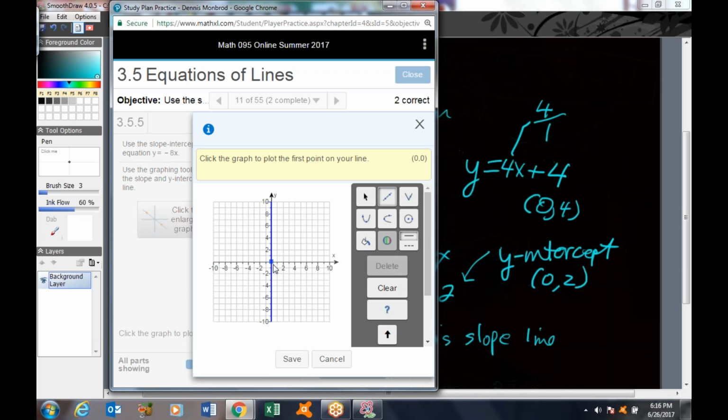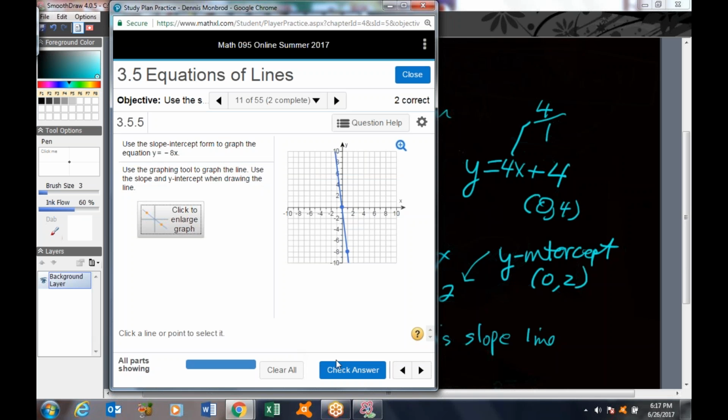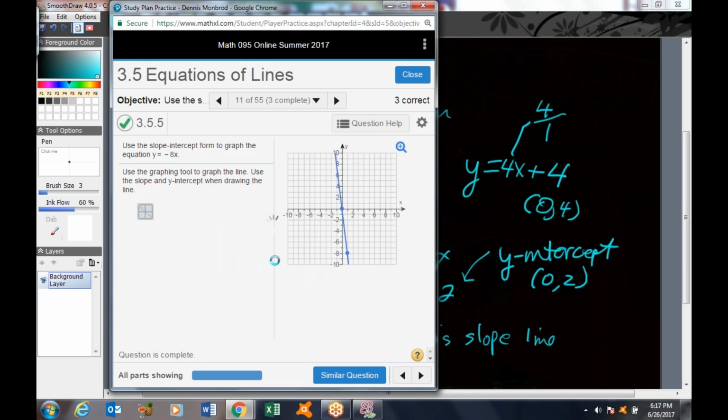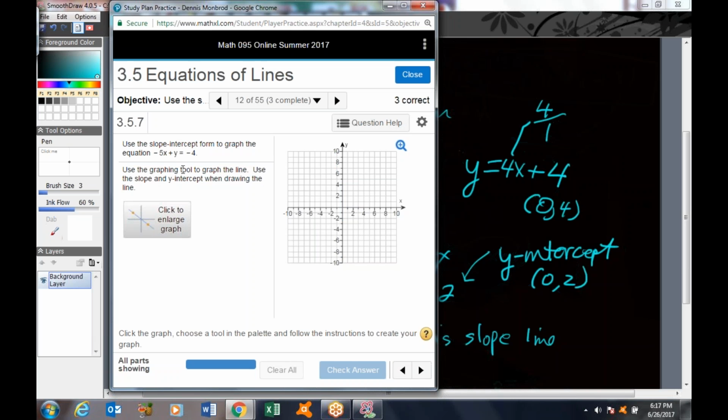And the slope is negative 8, so you'd have to come down this time. 2, 4, 6, 8, and over by 1. There it is. So that's down 8 because it's negative 8, and to the right by 1. Okay, because it's a positive 1. This is negative 8 over positive 1. We'll save that. Check it. There you go. That's another one knocked out. Okay. Now here's another one.